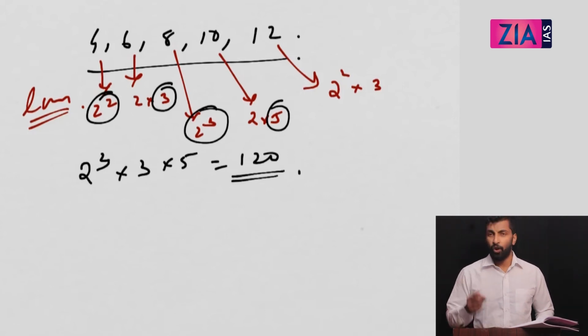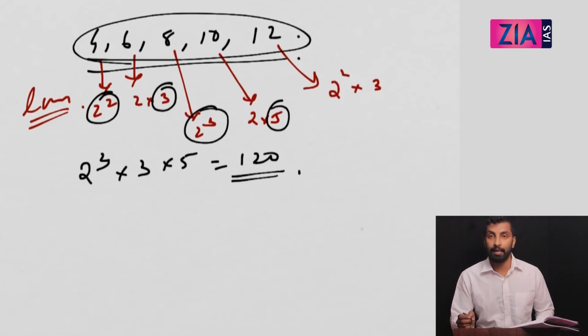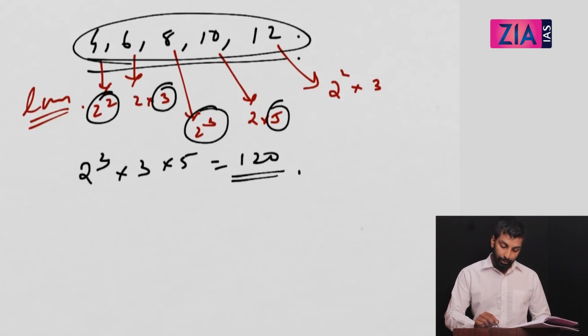What does this mean? 120 is the smallest number which is divisible by all these numbers. But what is asked? Not the smallest number, the highest number with a limit. Limit is 2000. Less than 2000, what is the highest number? Otherwise, if 120 is divisible, 240 will be divisible.